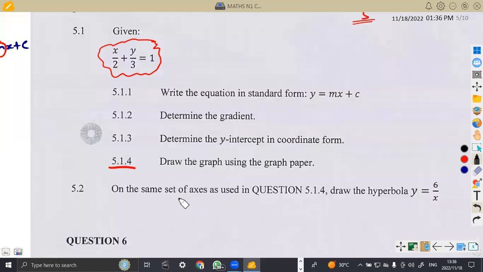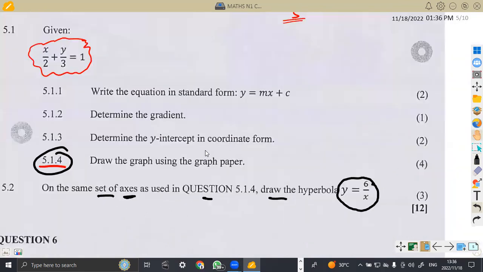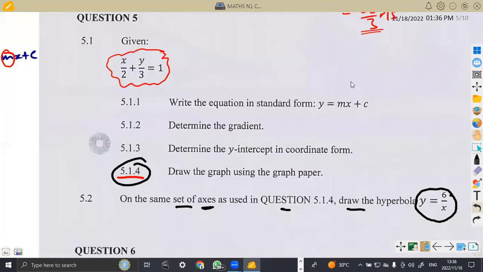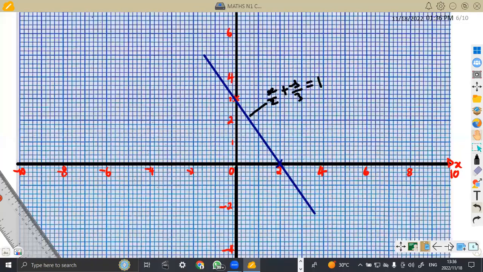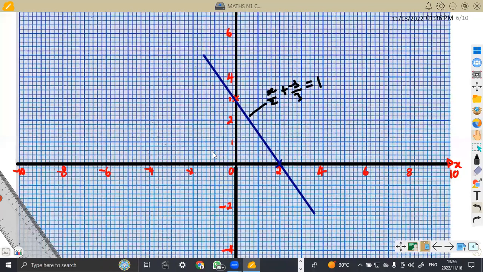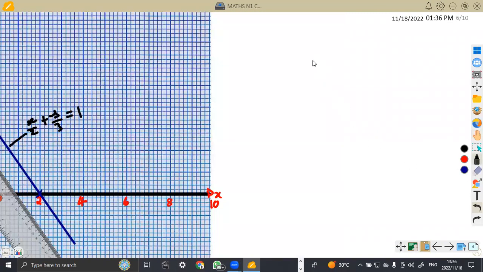On the same set of axes, take note here, which means on the same graph, in question 5.14, where we drew this one, draw the graph of the hyperbola y is equal to 6 over x. So that's a hyperbola, guys, 6 over x. Make sure that you've got your table values. So here we can just create our own table values. Here we've got y, which is equal to 6 over x.